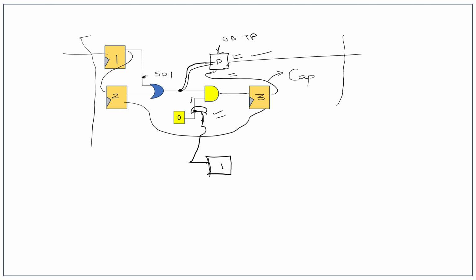In the next video we would be following up on the structure of the control point and observation point, but this is the intuition behind it. I mean, this is why test points are required and how they solve the coverage problem.